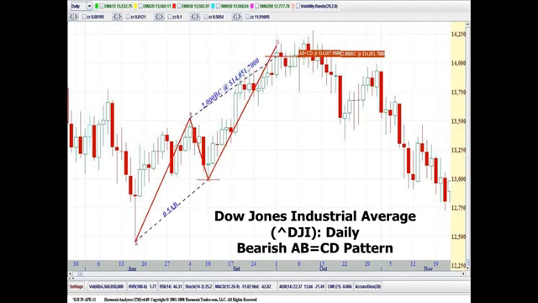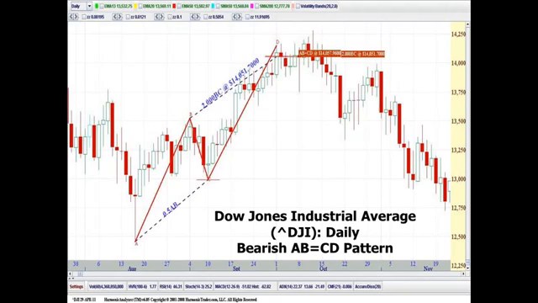On this daily chart of the Dow Jones Industrial Average, we see yet another distinct bearish AB equals CD pattern. In this case, the C point was at a 50% retracement of the AB leg. This set up our 2.0 BC extension.